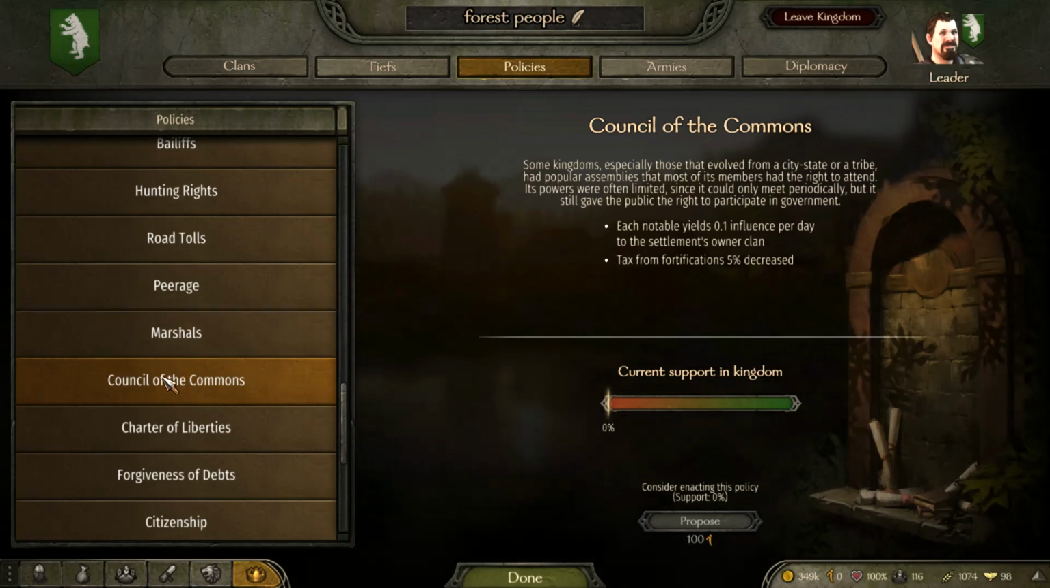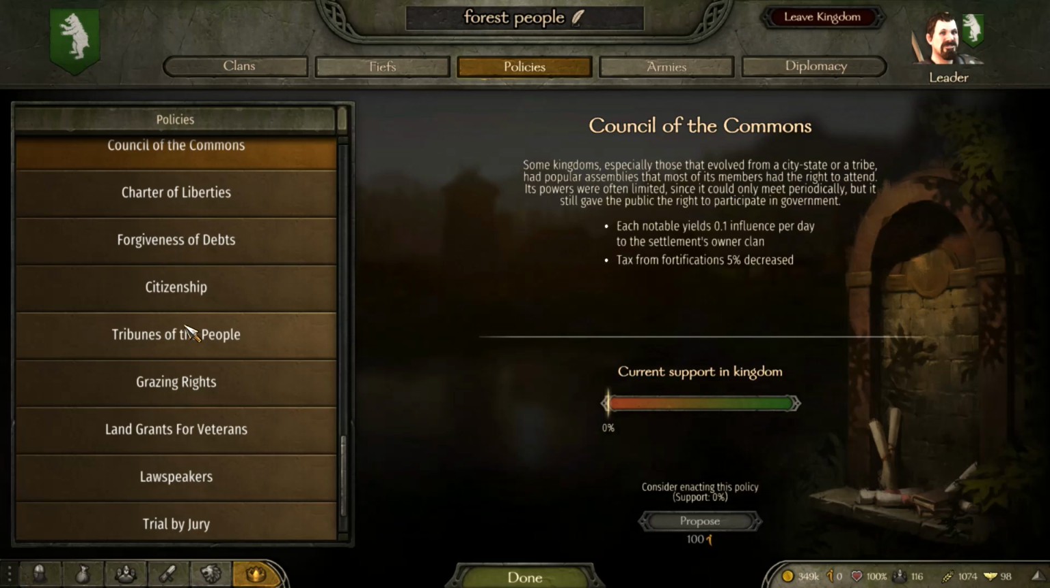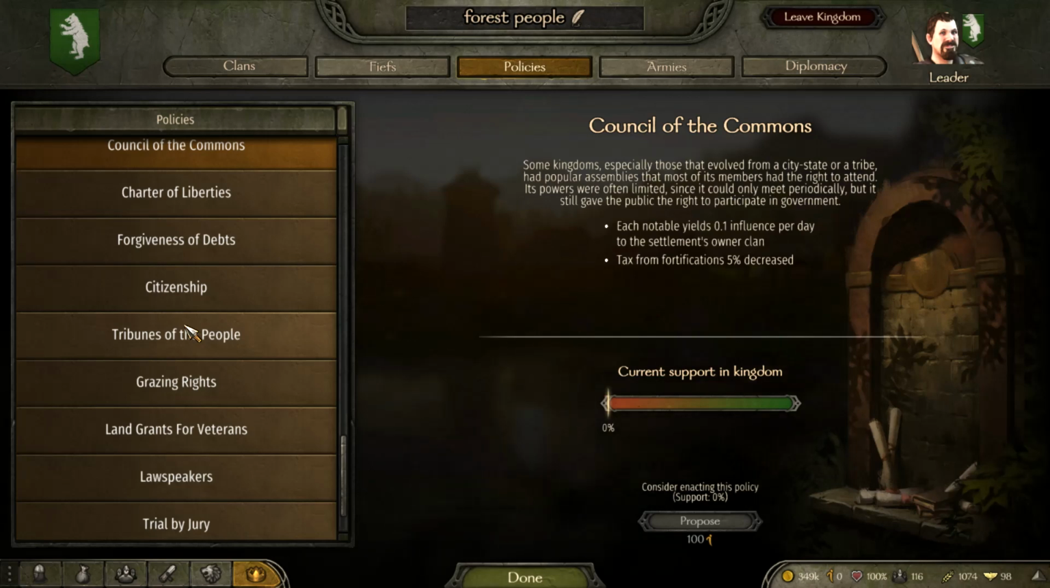So we have Council of the Commons. Each notable yields 0.1 influence per day to the settlement's owner clan. So the notables are the merchants, the gang leaders, and everything like that. So every single notable that you have, every gang leader, that's going to be giving you 0.1 influence a day to the owner of that town, which isn't too bad. That's not too bad at all. I think it's town and villages.